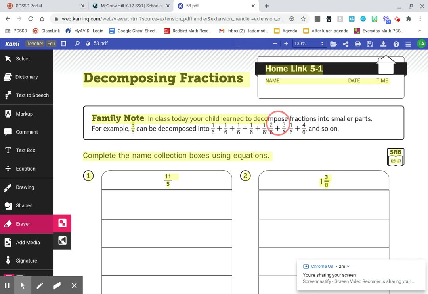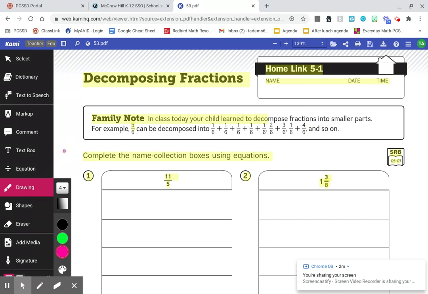Remember, we're only breaking down the top number. How can we break apart 5? We know that 2 plus 3 equals 5. Is there another way that we can break apart this 5? Yes, and it's the last example here. 1 plus 4. 1 plus 4 equals 5, and we're adding our denominator. All right, let's get started.